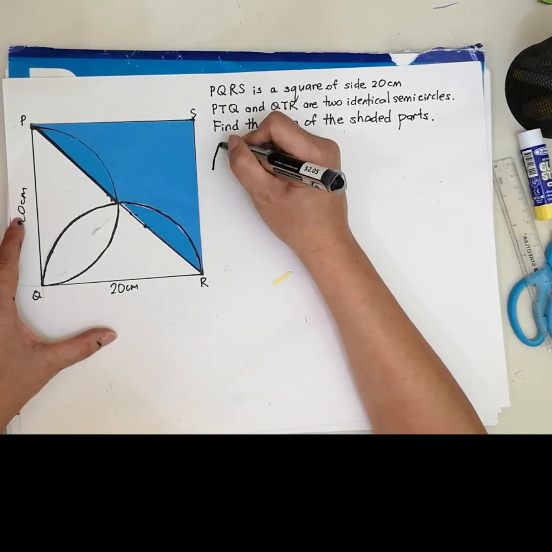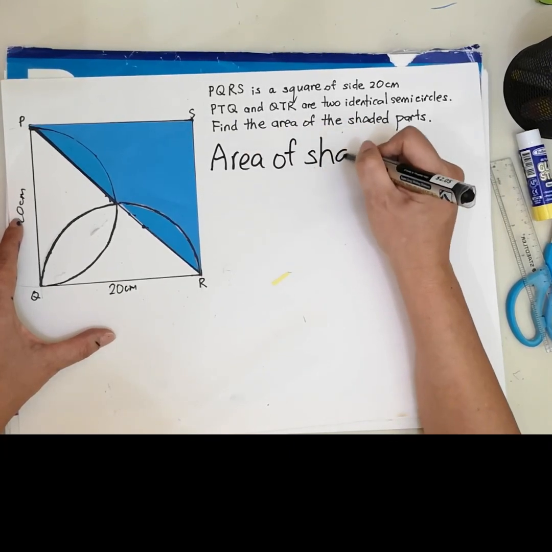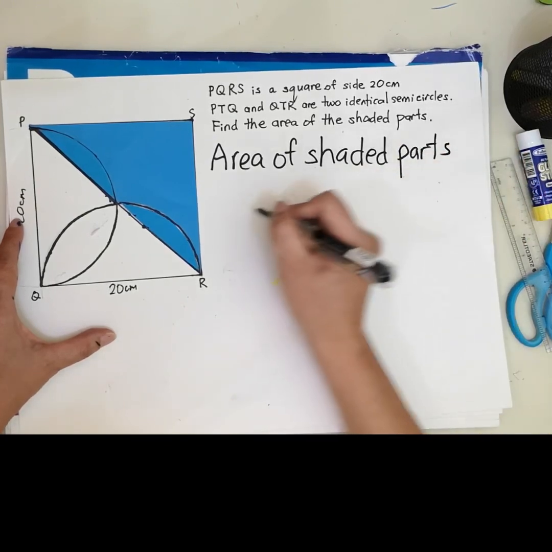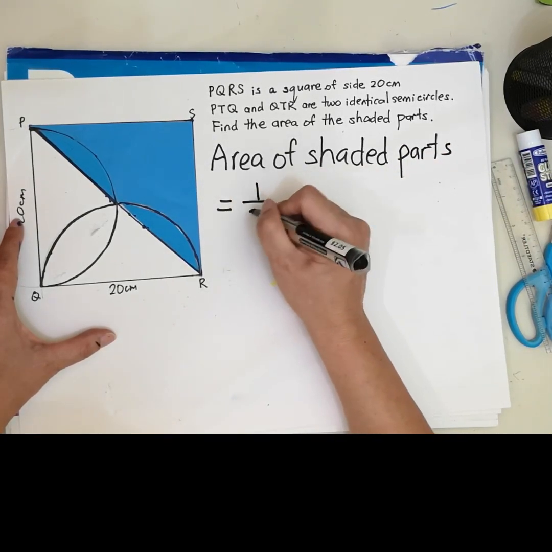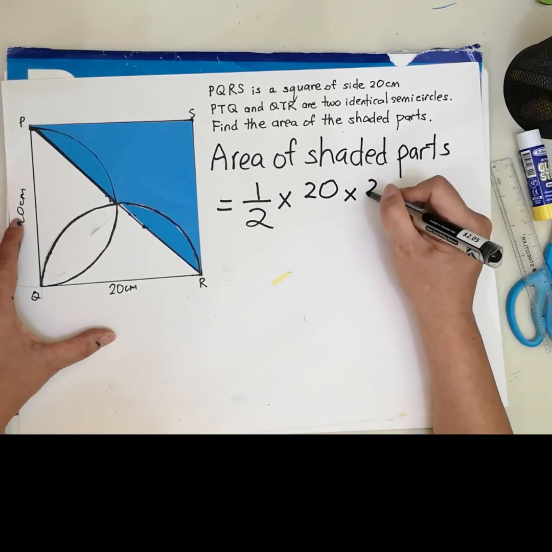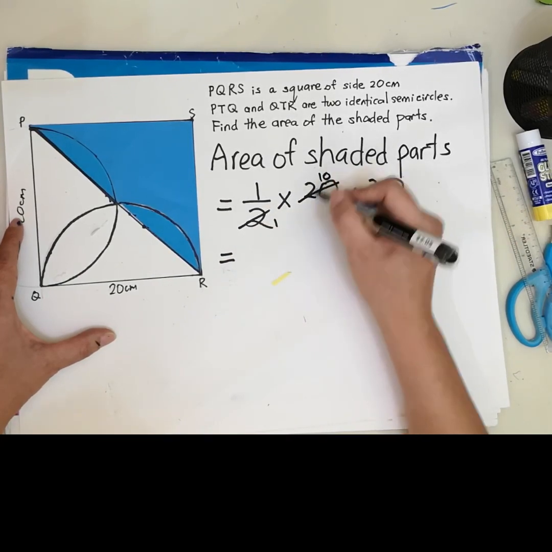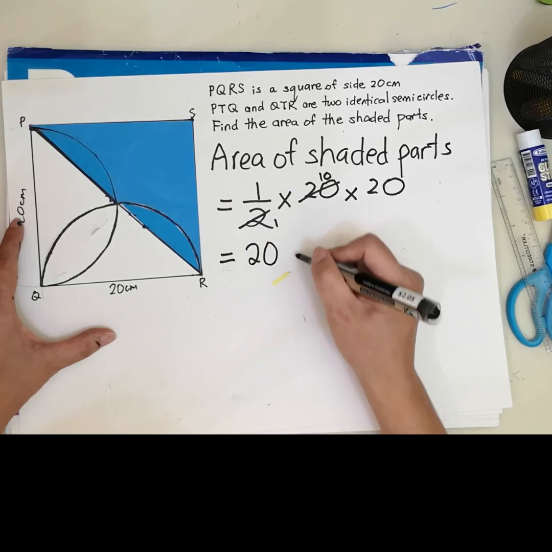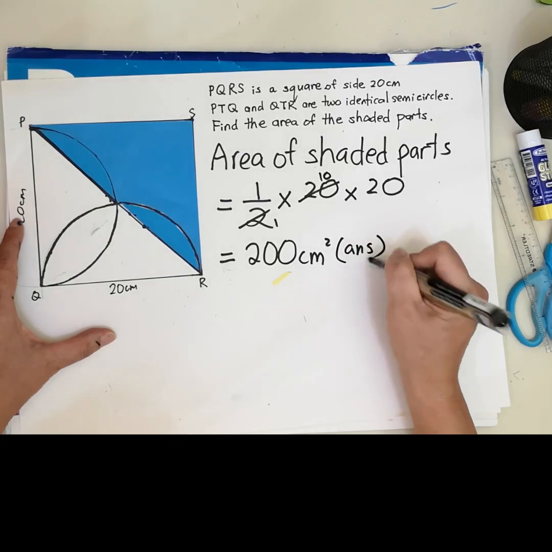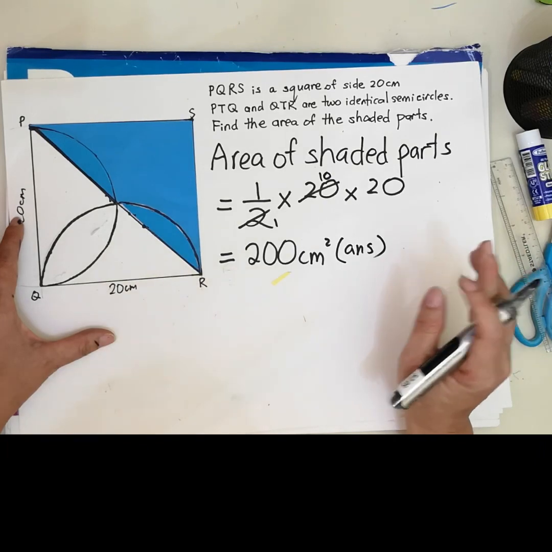So the area of shaded parts is equals to half of the area of the square. So the area of the square is 20 multiplied by 20. Okay, and that will give us 200 square centimeters. So by shifting the area of the shaded parts, we can find the total area of the shaded parts in only one step.